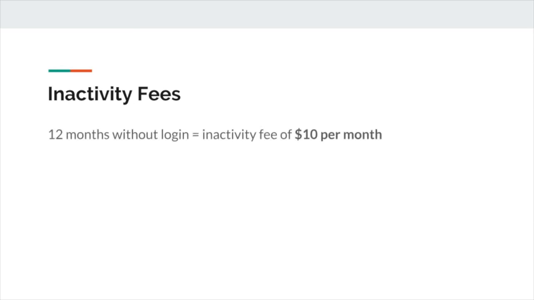There's one more type of fees. If you don't log in to your account for 12 months, you will be charged a monthly inactivity fee of $10 per month until you run out of balance or you log in.